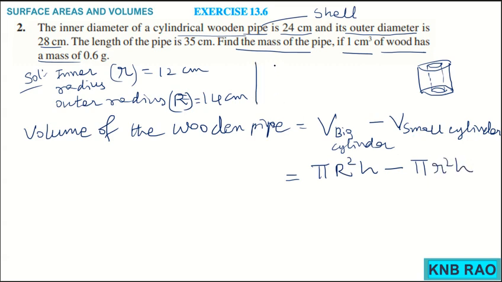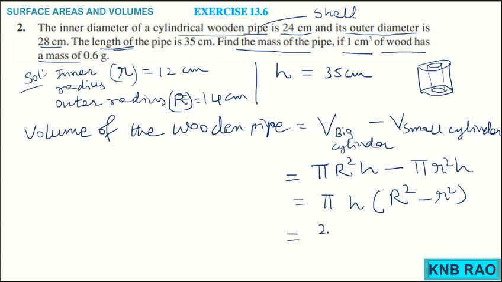Where is the height here? Height they gave as a length, so height is 35 centimeter. I have to substitute here. Pi H is common. If I take out, pi H of capital R square minus small r square is the volume of that wooden pipe. Now we will go for substituting them. Here 22 by 7 into H is 35 into R square minus r square.